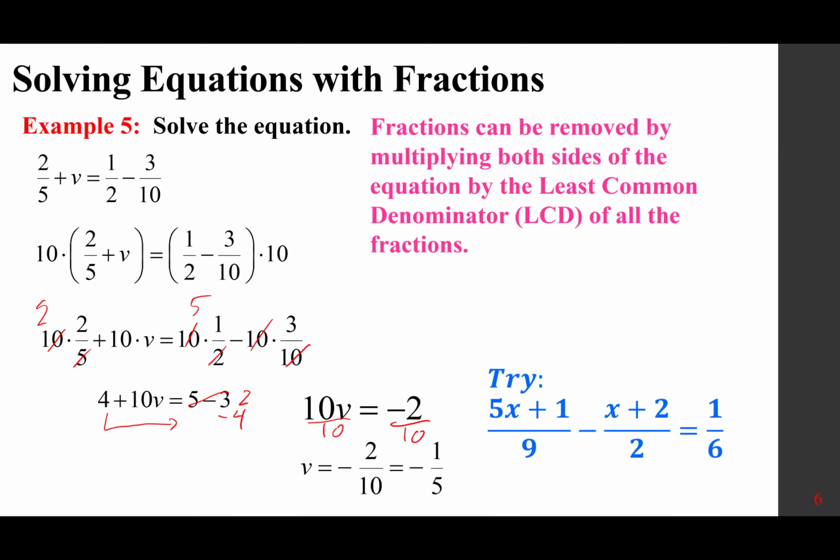I'm going to move on. I'm going to leave this for you to do on your own. Make a note of it. All you have to do is multiply by the LCD on both sides, and I hope you recognize that for 9, 2, and 6, the least common denominator would be 18. So here's my tip. Multiply both sides by 18. Do the math.